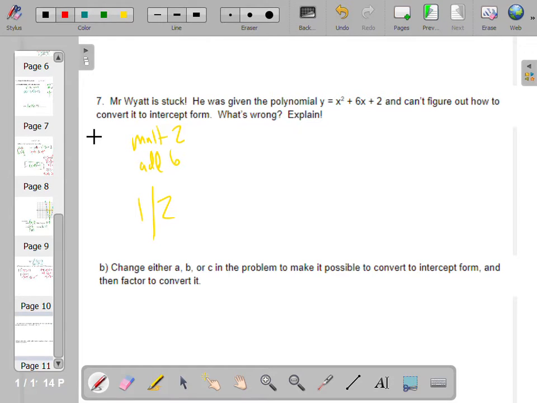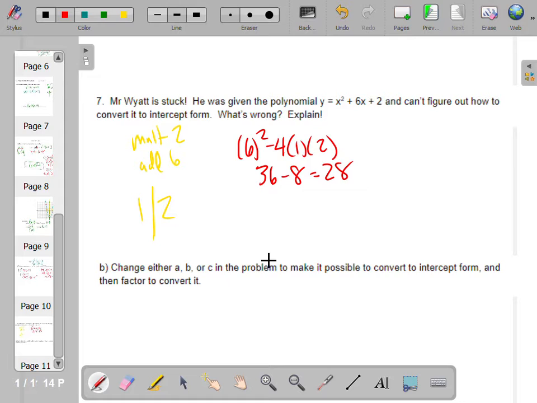So if this is not factorable, it's called prime. And I know that it's prime because, well, first of all, there's only one choice. But another way I could verify it is I could use the discriminant from the quadratic formula, which is 36 minus 8. That's 28. Well, 28's not a perfect square. And the only time a quadratic is factorable is when the discriminant is a perfect square.